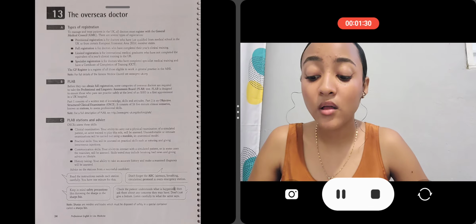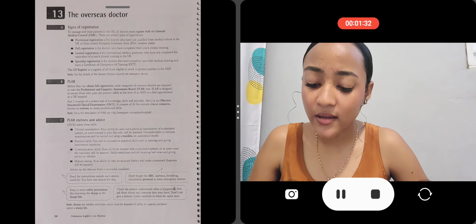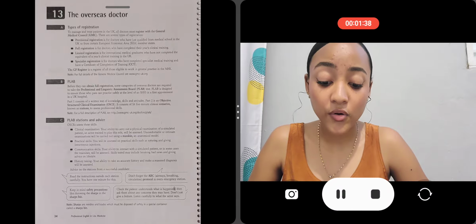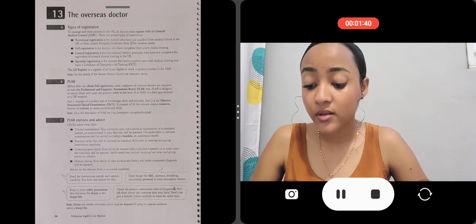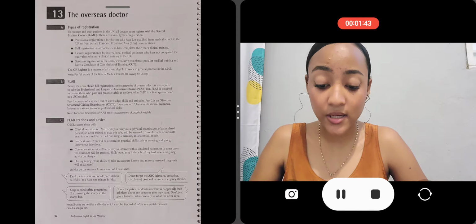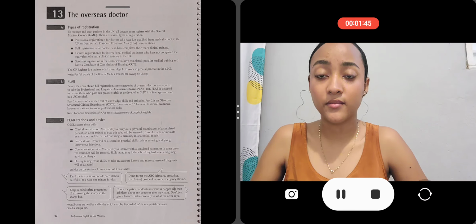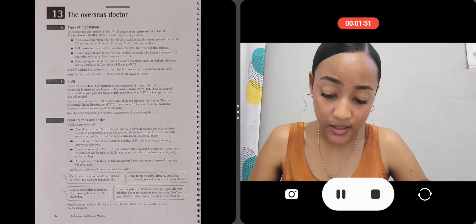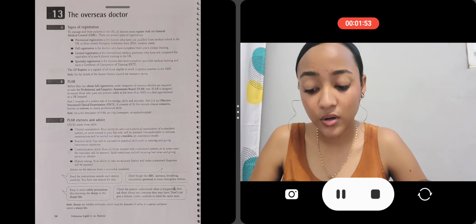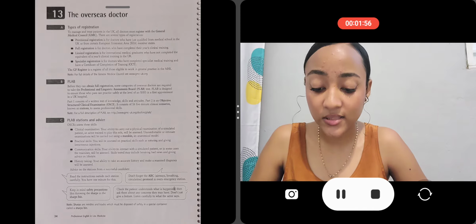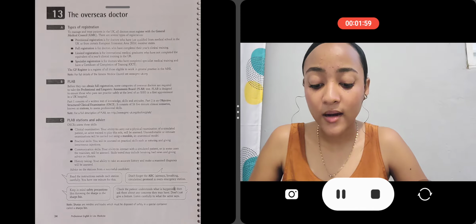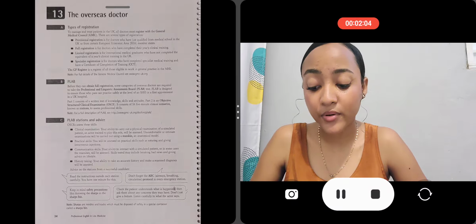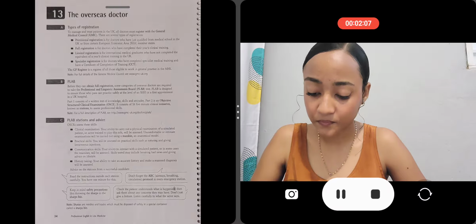B. PLAB. Before they can obtain full registration, some categories of overseas doctors are required to take the Professional and Linguistic Assessment Board (PLAB) test. PLAB is designed to ensure that those who pass can practice safely at the level of a SHO in a first appointment in a UK hospital.